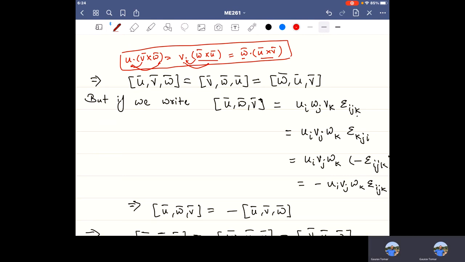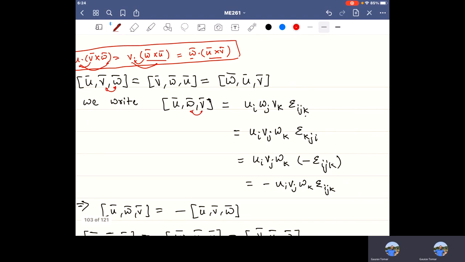But if you make a change which is not cyclic, that means if we just swap these two, let's see what we get. The entire u, w, v would be written as u_i w_j v_k epsilon_ijk, coming from whatever we had derived previously. This is essentially u dot w cross v, written as w_j v_k epsilon_ijk, and then you're dotting with u, which gives you u_i. So this is what this quantity is.